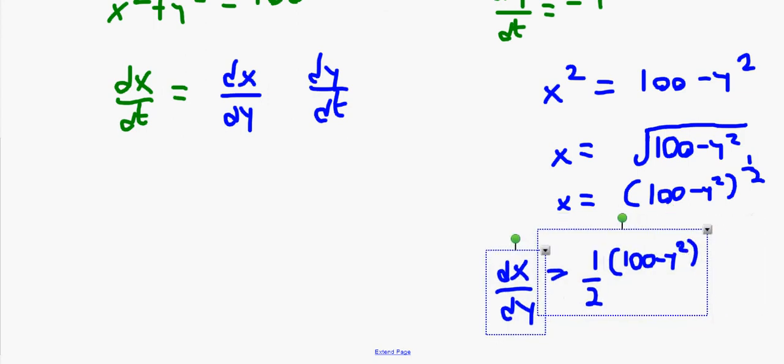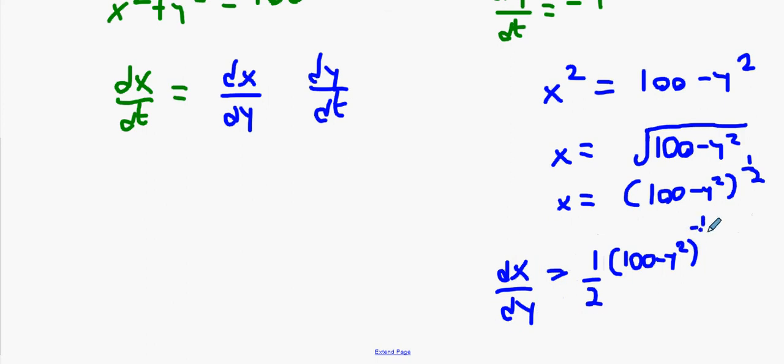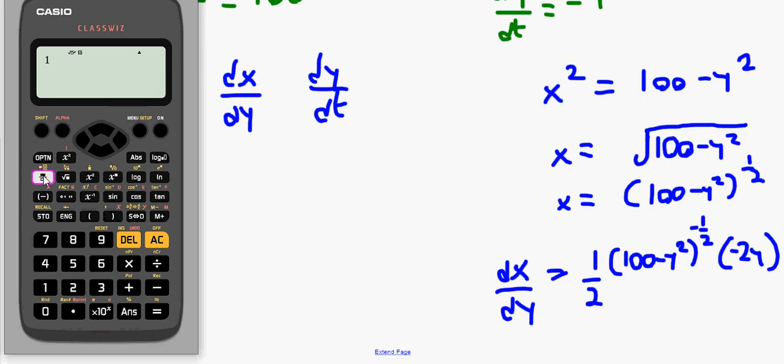You differentiate that part in the middle. I forgot to minus the half, didn't I? And what do you do with this part here? Minus 2y. Now what's the y value? The y value is 8, so I'm just going to sub in 8 right now. So it's going to be 100 minus 8 squared. 8 squared is 64, isn't it? To the power of minus a half. And then beside that is going to be minus 2 times y, so minus 16.